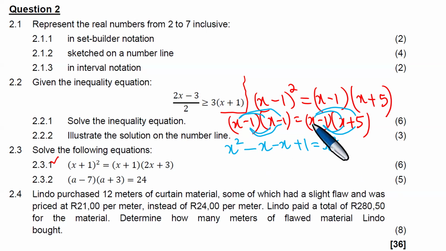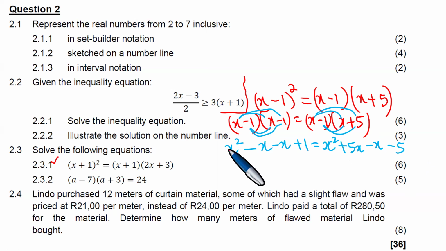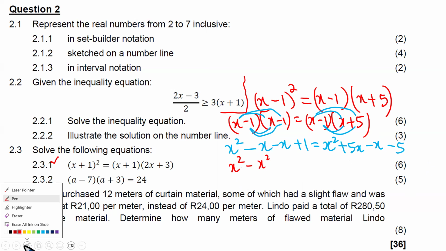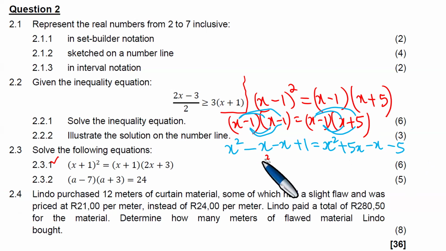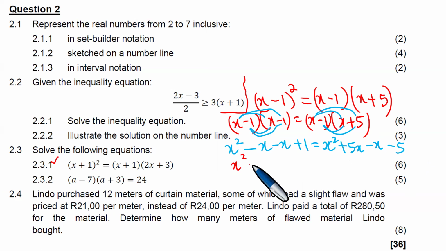X times x is x squared. And then x times 5 is 5x, minus 5. And then you'd have x squared. Okay, let's first group like terms. You have x squared minus 2x plus 1, x squared plus 4x minus 5.